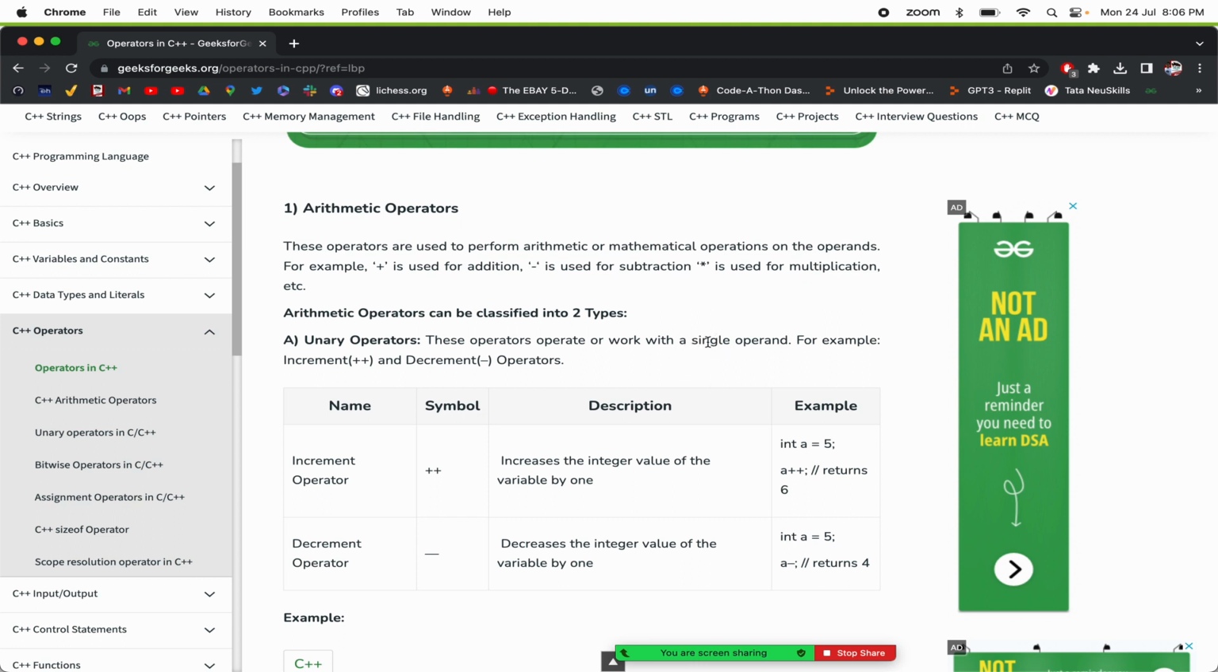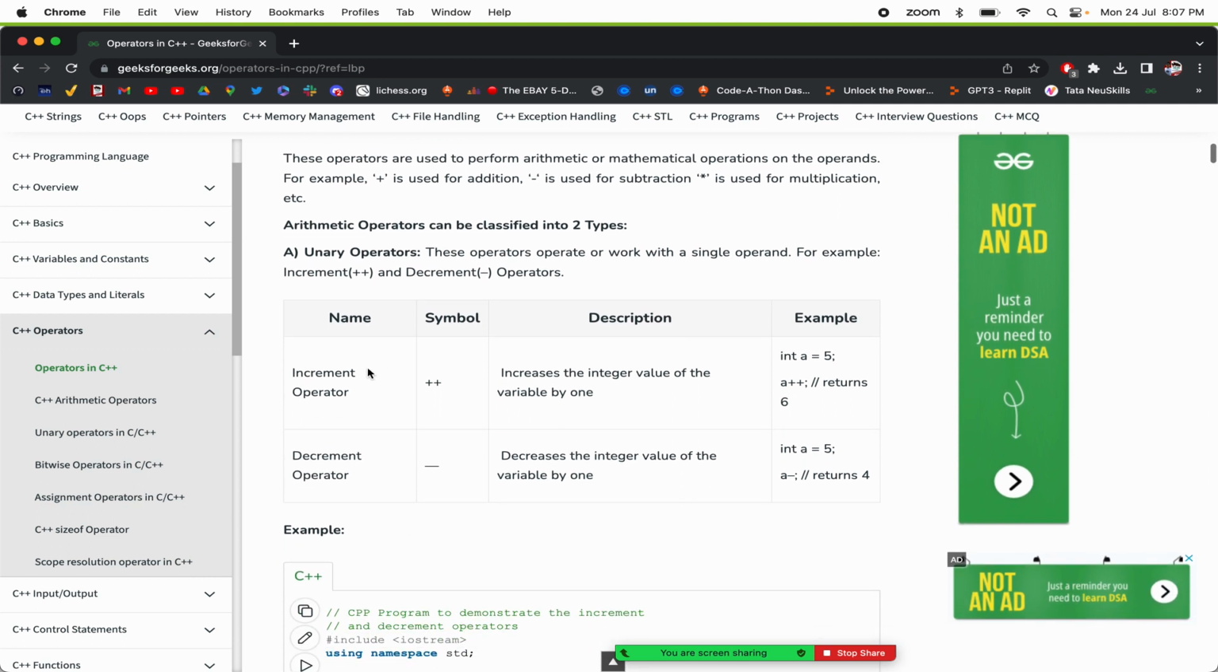So mostly your operators have two operands, right, or more. But unary operators, as the name suggests, have only one operand with which the unary operator works. So for example, the plus plus and the minus minus operator, right? The increment operator is the plus plus operator that increases the integer value of the variable by 1, right?